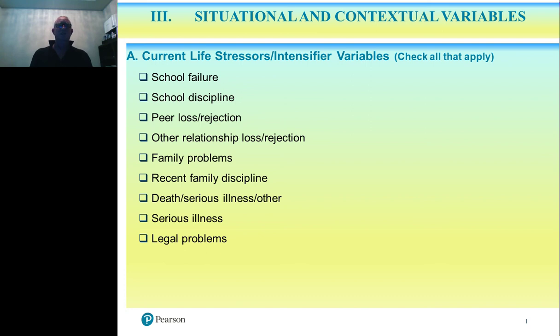And then death or serious illness of someone they're close to, such as a family member or a friend, for example. And maybe if you're in a gang and a friend gets shot, that might be something that is going to require retribution, for example, in their value set. And then having their own serious illness, and then legal problems, particularly as they continue to mount.